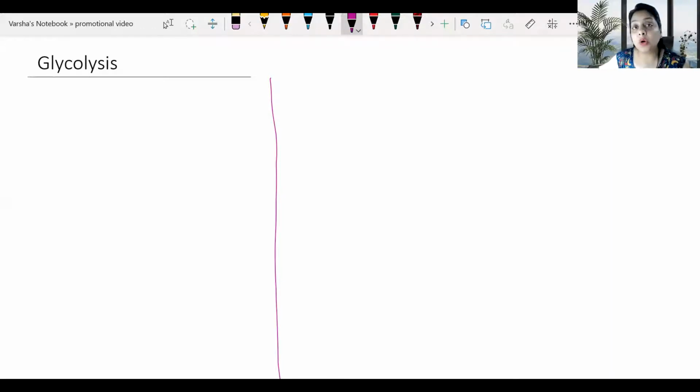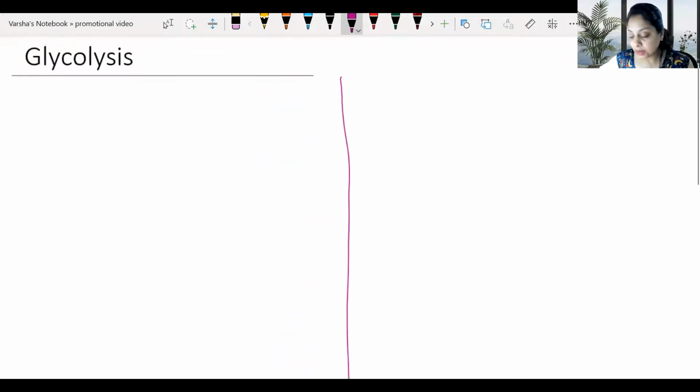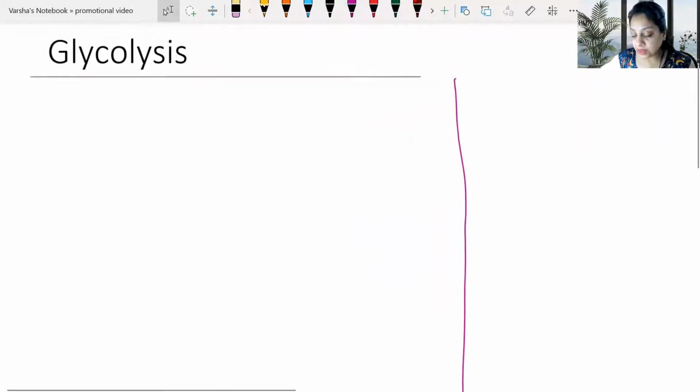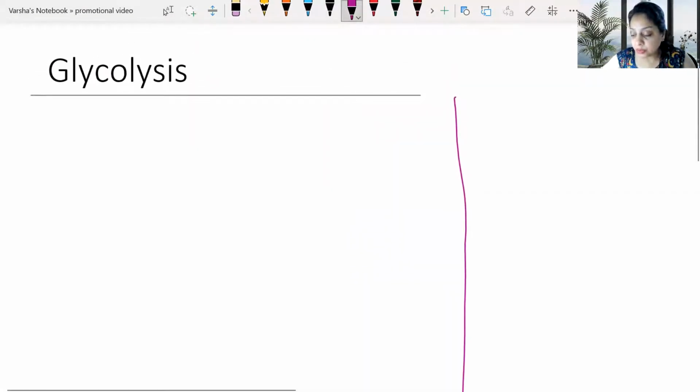If you run out of space, use the back side of the page or use another page. You can stick two pages side by side. That will depend upon the information about the cycle. So let's begin with the glycolysis cycle. Use a smaller font size; I'm using the bigger one.